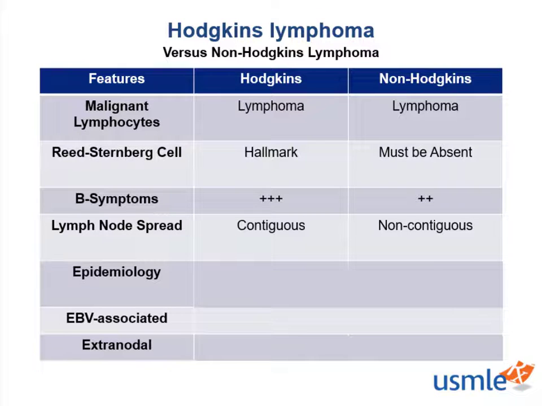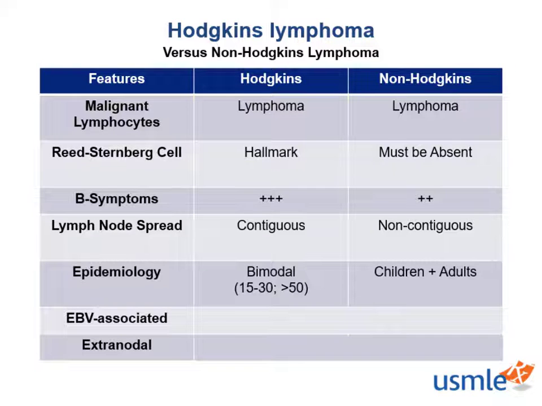Considering epidemiology, Hodgkin's lymphoma has a bimodal age distribution from age 15 to 30, which overlaps nicely with Reed-Sternberg cells being CD15 and CD30 positive, and those over the age of 50. Conversely, non-Hodgkin's lymphomas present in children and adults.